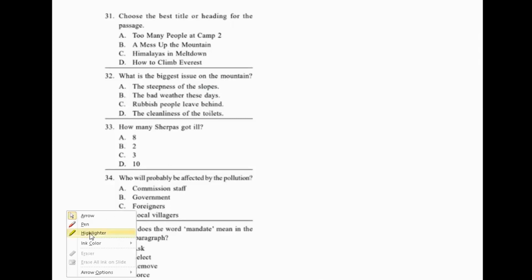Choose the best title or heading for the passage. So it is about a mess up the mountains. Okay, now what is the biggest issue on the mountain? It is the rubbish people leave behind.